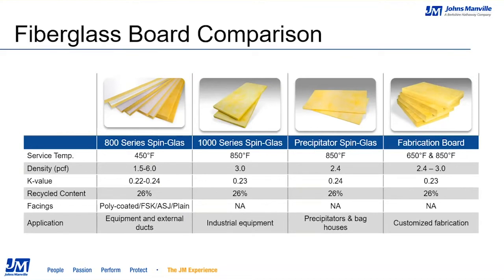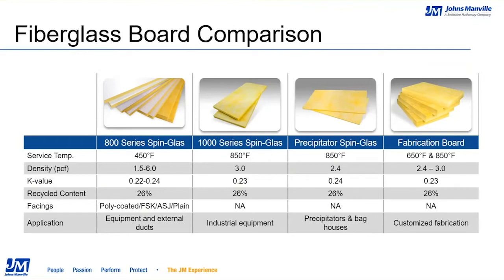Our fiberglass boards are also offered in a variety of densities and thicknesses. 800 series has the most permutations, with densities ranging from 1.5 pound to 6 pound and thicknesses from 1 inch to 4 inch. 1000 series, while having the same temperature rating as precip, is more dense at 3 pounds versus 2.4 pounds. At a lesser density, precipitator board is more flexible and 1000 series more rigid.